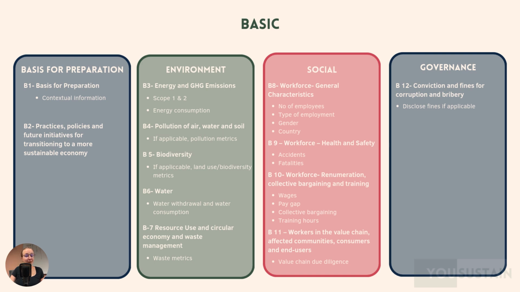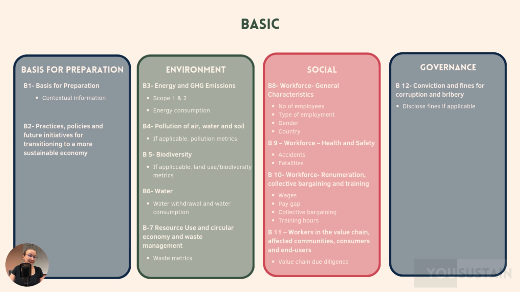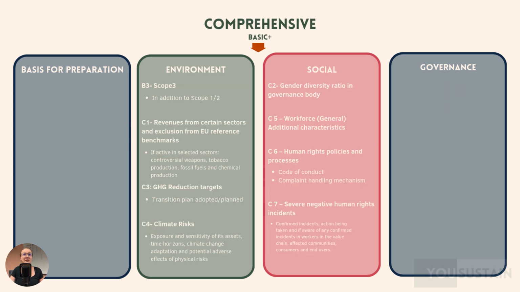And then if you're a little bit bigger, or you want to go a bit above and beyond and really prepare for the future expectations in the reporting field, we can do the comprehensive version, which essentially means that we need to do the basic one. So we need to include everything in the basis for preparation, environment, social, and governance here. And then there are also a few things on the environment and the social aspects that you add to the reporting. So as you can see here on the environment, because on the basic one, we only reported scope 1 and 2. Here we also report scope 3, so value chain emissions.